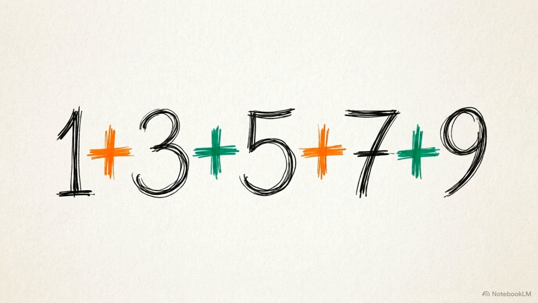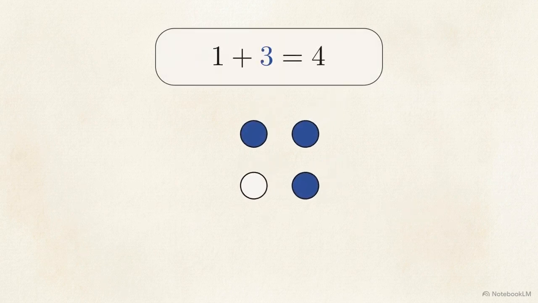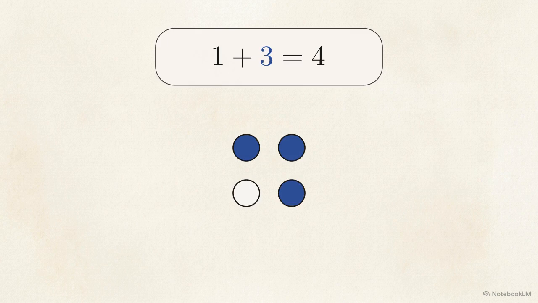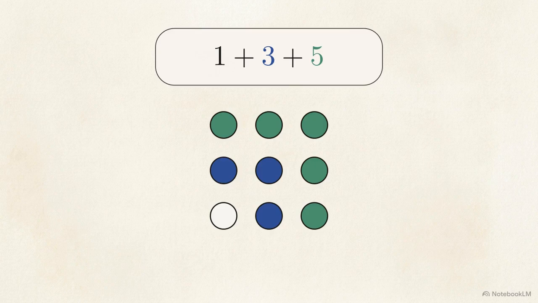Let's look at what happens when we add up consecutive odd numbers, starting from 1. Adding the first two odd numbers, 1 and 3, gives us 4. 3 new dots form an L shape around the first dot, creating a 2 by 2 square. If we add 5, the dots wrap around to form a 3 by 3 grid. The total is 9.